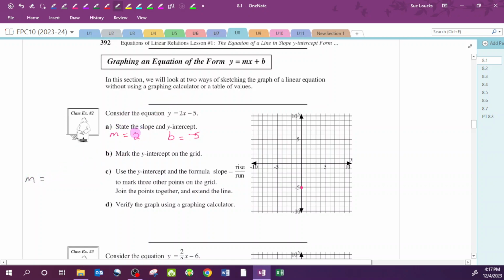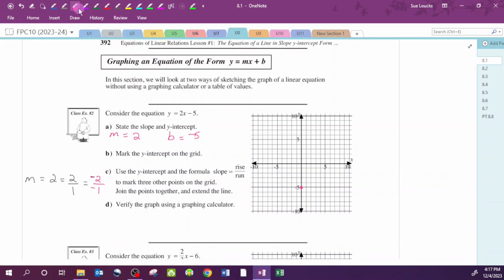So that means we need to take our slope and write it as a fraction, okay? So we want to write that as 2 over 1 so that we have a rise and a run. But we can also write that as, I'm going to do this in a different color, -2 over -1. Okay, now why do we care about that?